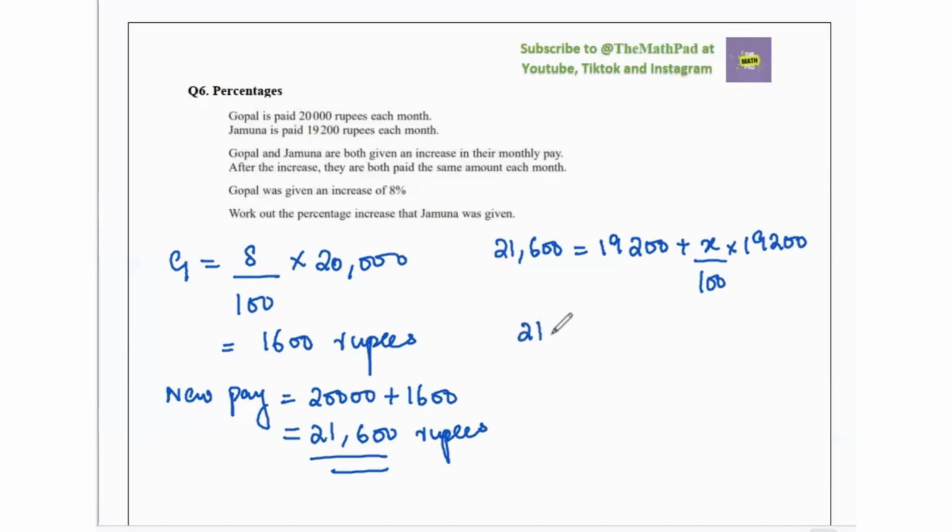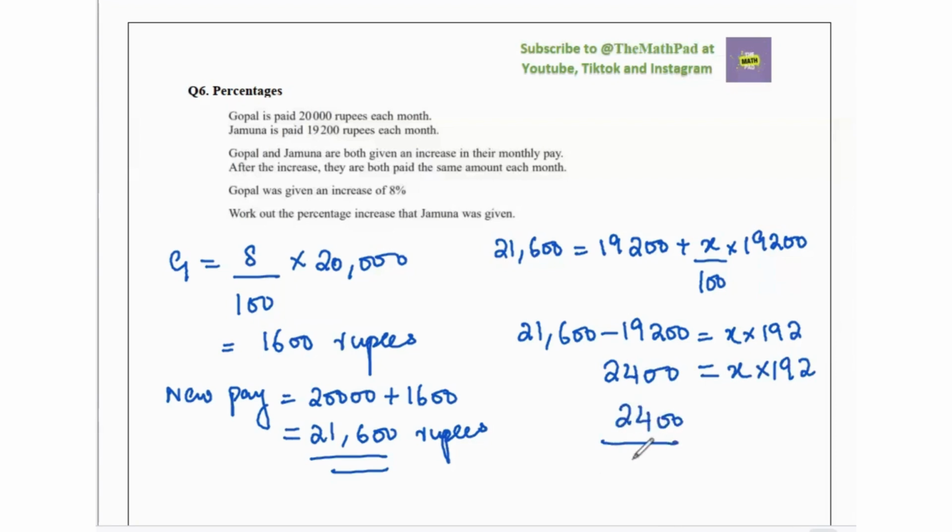So let's first subtract 21,600 and 19,200 to get the increase that she'll be getting. 19,200 divided by 100 is going to be 192 times x, and this is going to be 2,400 over here. Then we divide 2,400 by 192, and that's going to leave us with 12.5%. So that is the percentage increase that she's getting on her pay.